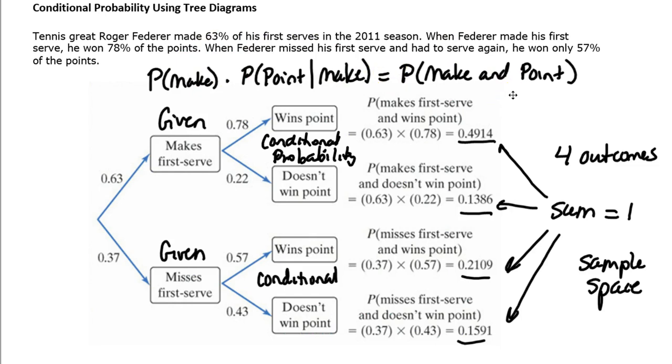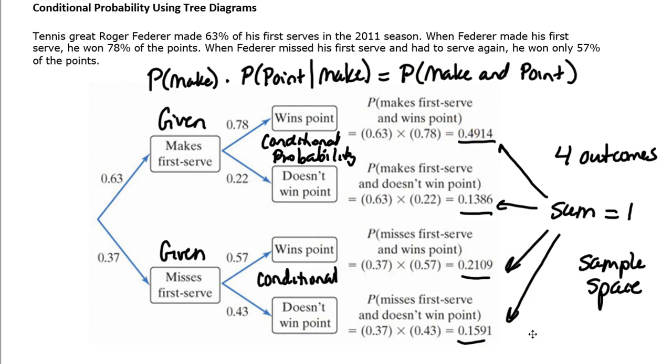Notice in this particular event, there are 4 different outcomes. Makes the first serve, wins the point. Makes the first serve and doesn't win the point. Misses the first serve and wins the point. Misses the first serve and doesn't win the point. And these 4 probabilities are shown here, and each one of them is based on multiplying together 2 branches in the tree. And these 4 probabilities add up to a sum of 1 because they are the entire sample space, the entire list of outcomes in this problem.